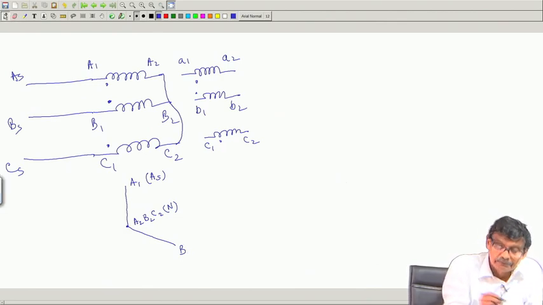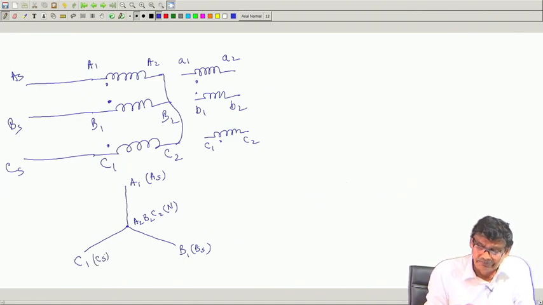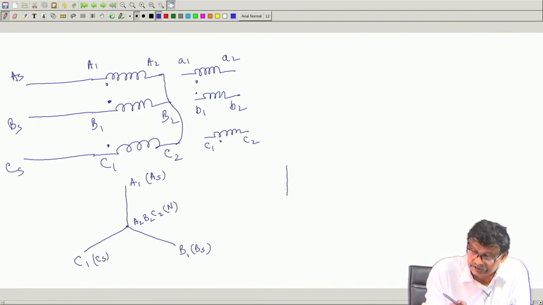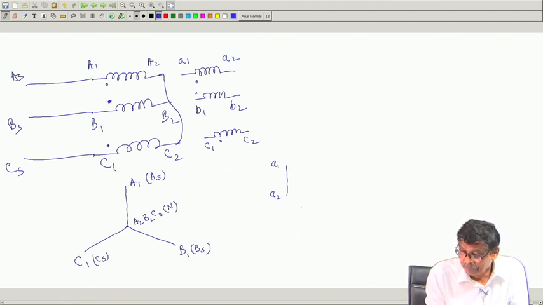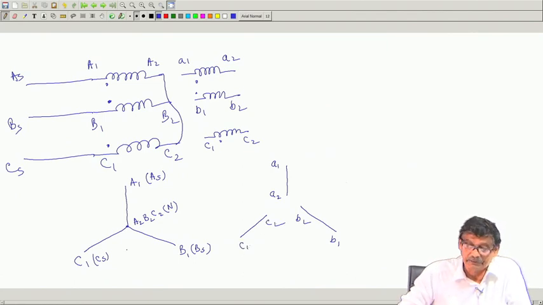So, this is capital B1, which happens to be the same as supply BS, and these are 120 degrees apart, C1, and this is also CS. Generally AS, BS, CS we may avoid. And in the secondary, as I told you, suppose I have not connected anything, but these voltages are available: A1 A2 parallel to this A1 A2, B1 B2 parallel to B1 B2 in this case, and this C1 C2 parallel to this C1 C2.